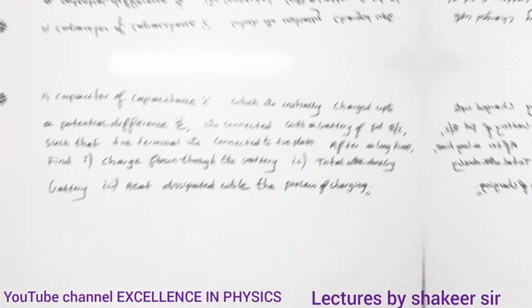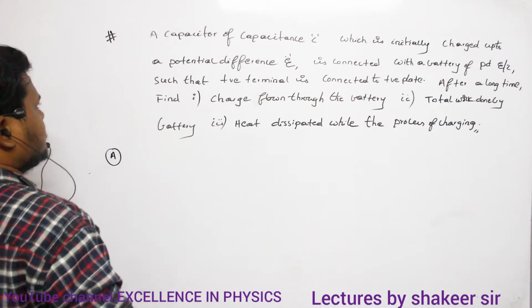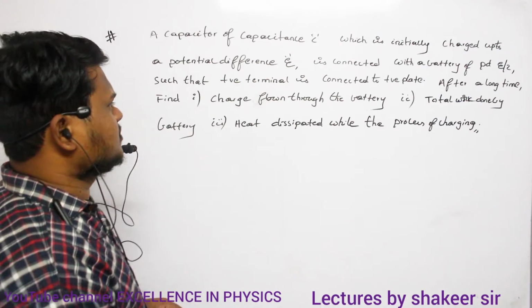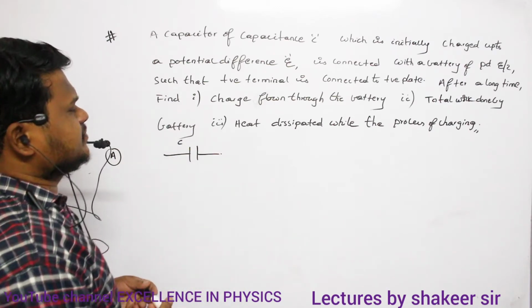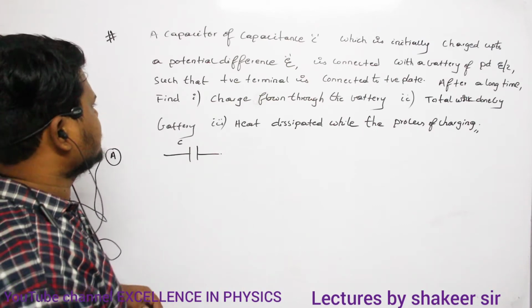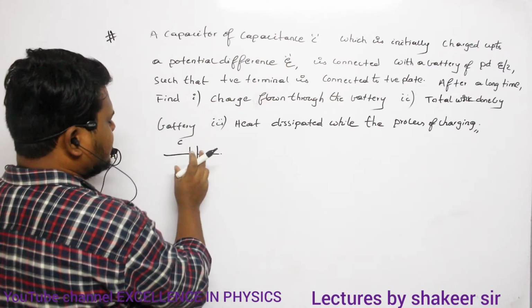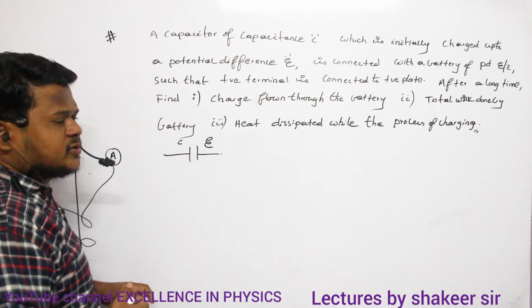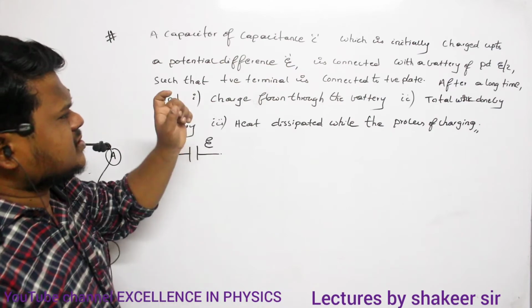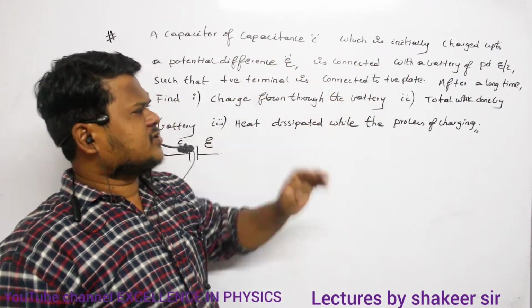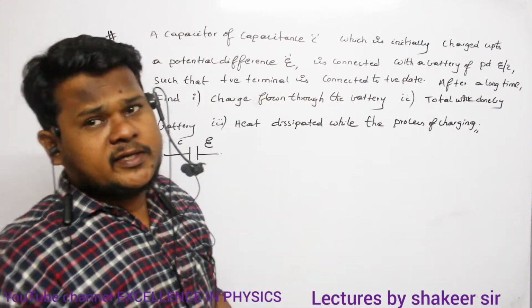Clear, ma? Come on. So here let us see what is given. A capacitor of capacitance C. So this is one capacitor, clear? So it is having a capacitance of C. It is initially charged to a potential difference of E. So it is being charged, and the initial potential difference between the plates of this capacitor is how much, ma? E. This is the potential difference. It means already it is a charged capacitor.